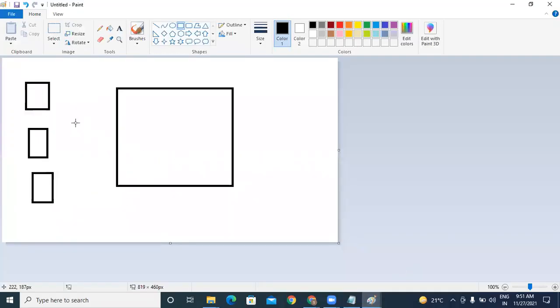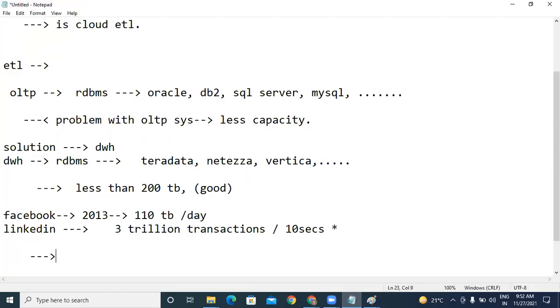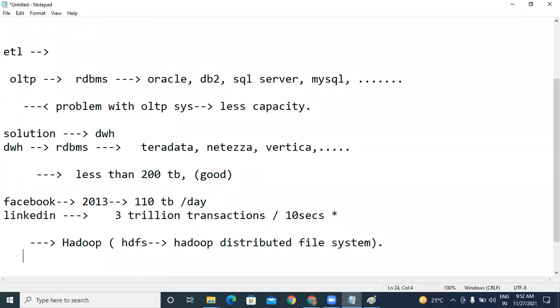But the question is, now you understand OLTP systems and warehouse systems, but these regular warehouse systems like Teradata, Netezza, Vertica are good up to what? 200 terabytes. If data volume has already crossed 200 terabytes, then they go for special systems like Hadoop. In Hadoop, there is a special file system called HDFS. Anyone knows the full form of HDFS? Hadoop Distributed File System. Around 2011, it came into the market with a new feature called unlimited data storage.